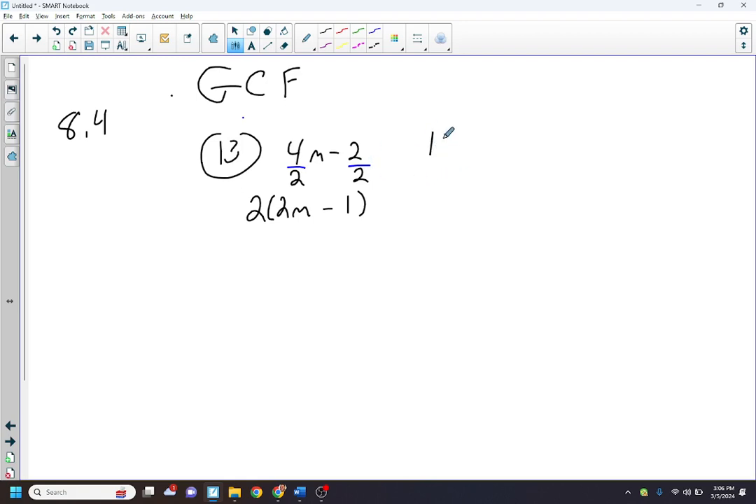Number 14 on 8.4 is 5x minus 10. Again, you're looking at the numbers. What multiplies to both 5 and 10? In this case, 5 can. So it's going to be what's left over, because I'm going to divide both of them by 5.